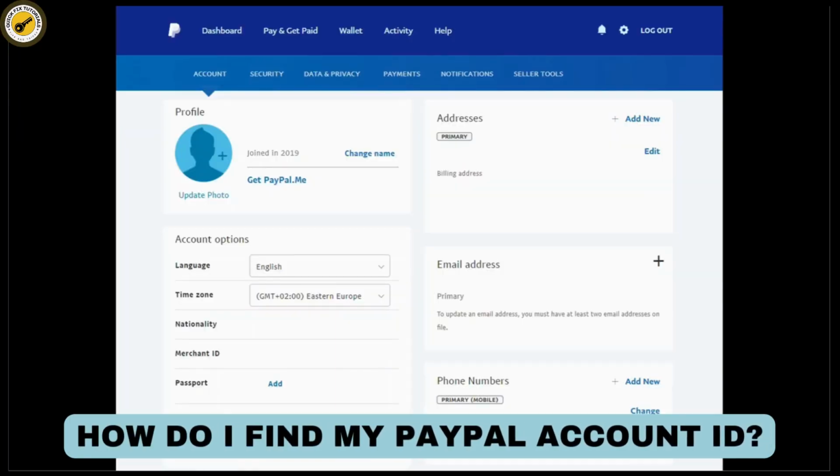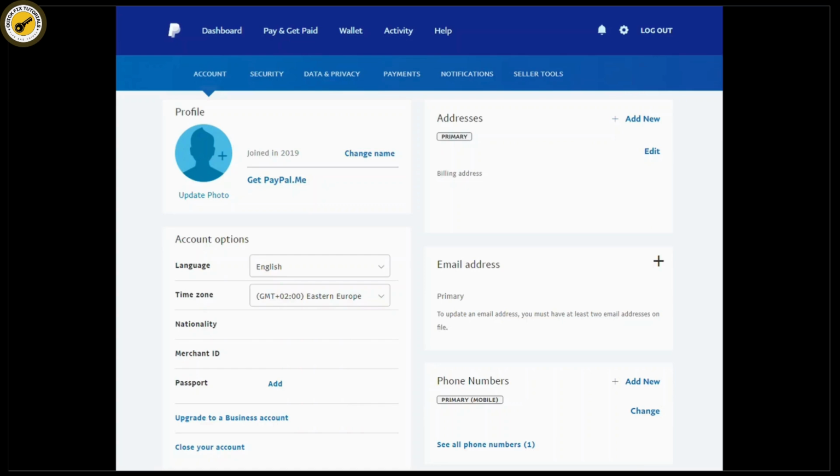How do I find my PayPal ID? PayPal does not use a traditional account number or ID like some other financial institutions. Instead, PayPal accounts are primarily identified by the email address or mobile number that is linked to the account.